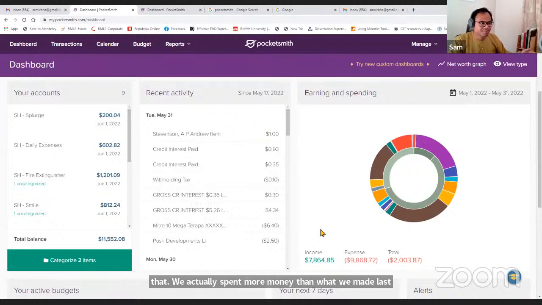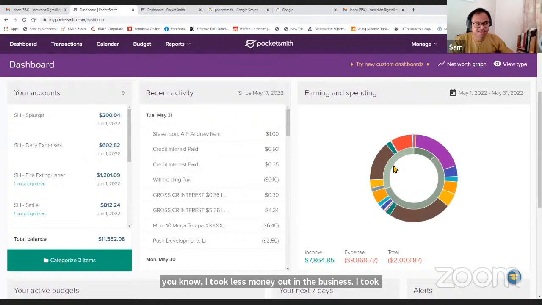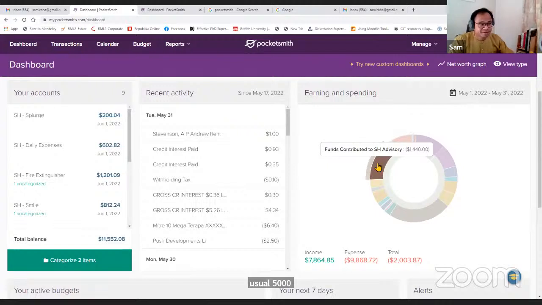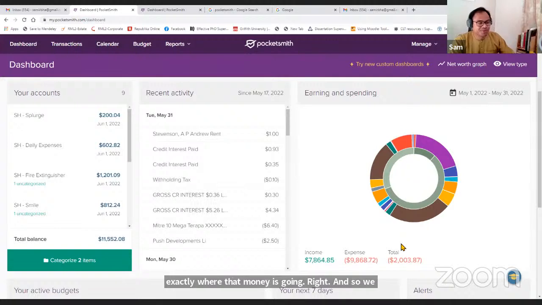And so we can go, yep, I know exactly why we made less money, because again, I took less money out from the business. I took out only about $2,400 from the business instead of my usual $5,000. And we spent a lot on traveling as well. So we know exactly where that money is going, right? And so we know that's probably part of the reason why our bank accounts look a little bit sad this particular month, right?